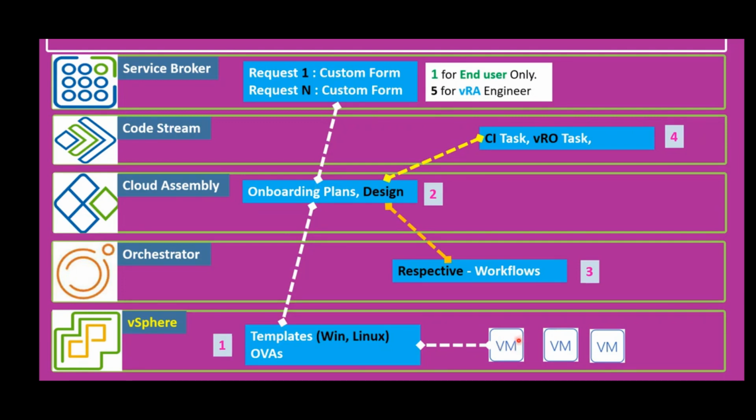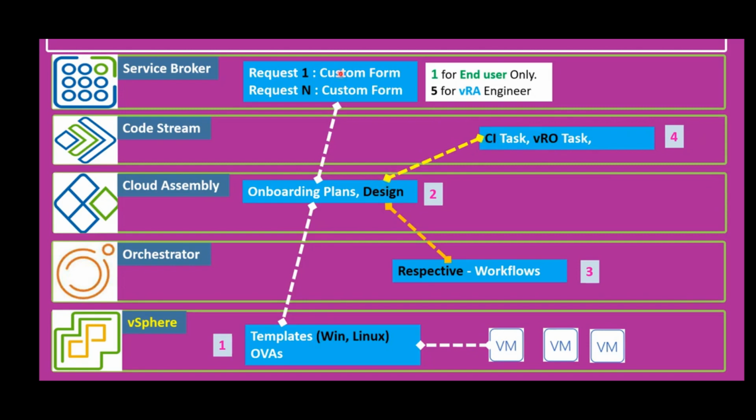Suppose the customer requests not only a simple VM provision; sometimes they may also require application delivery. Those application deployment codes we can implement in Code Stream. See, I have given one example of a continuous integration task, or a VRO, vRealize Orchestrator task. Based on multiple customer requests, you can implement those CI tasks here, which should be integrated with Cloud Assembly.